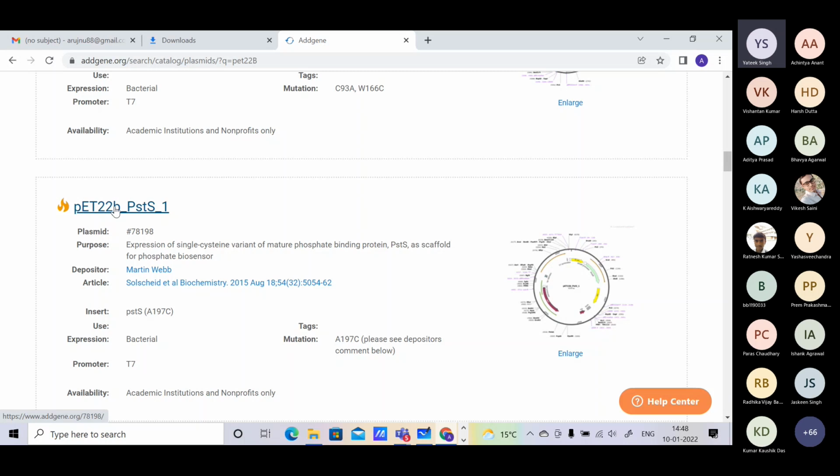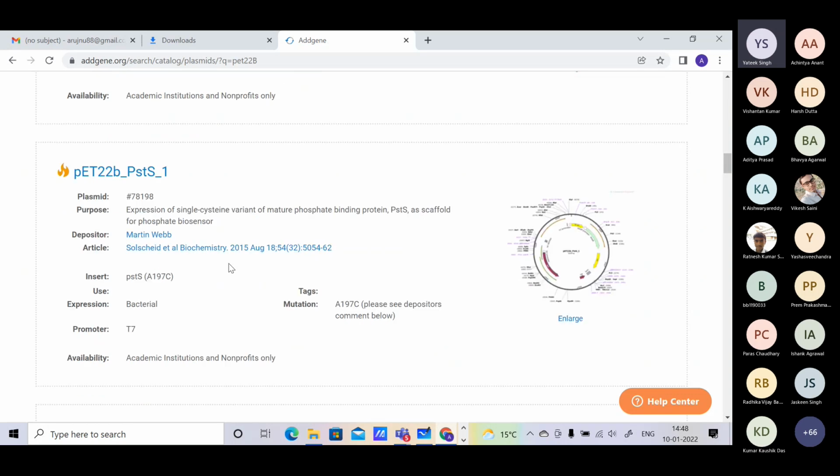So this is the information about the backbone, and this is the information about the gene which has been cloned in the vector. Now you can see the purpose: expression of a single cysteine variant of a mature phosphate binding protein as a scaffold for phosphate biosensor. So this person has used this pET22 vector as a backbone for cloning this particular gene and for expressing that gene.